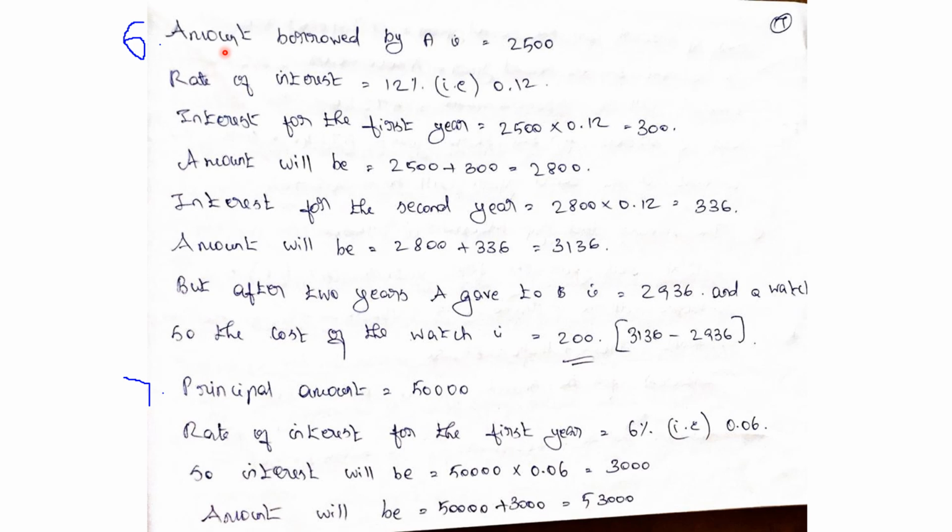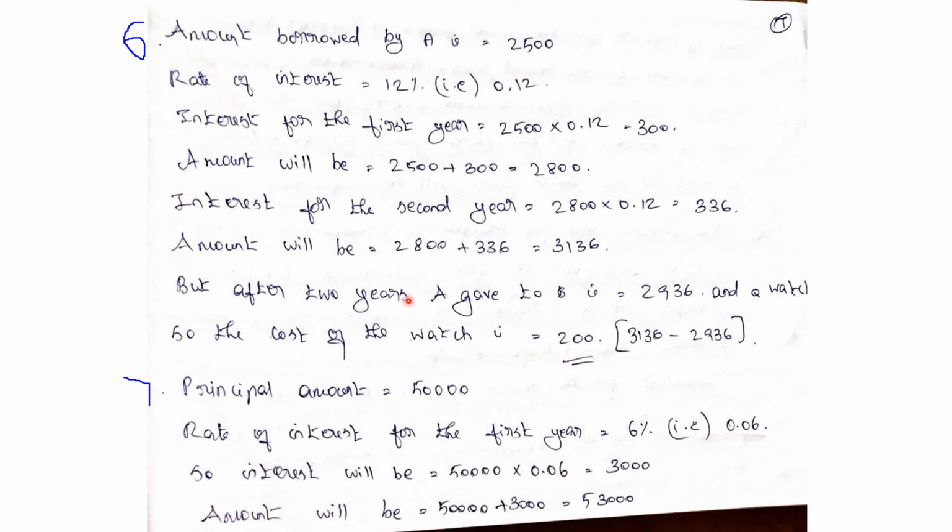Okay. The amount borrowed by A is 2,500, that is from B. Rate of interest 12%. So for the first year, we need to calculate the interest. That is 300. Amount becomes 2,800. The rate of interest for the second year, because there are 2 years. So for the second year also we need to find out. For the second year, the interest will be 336, amount will be 3136.